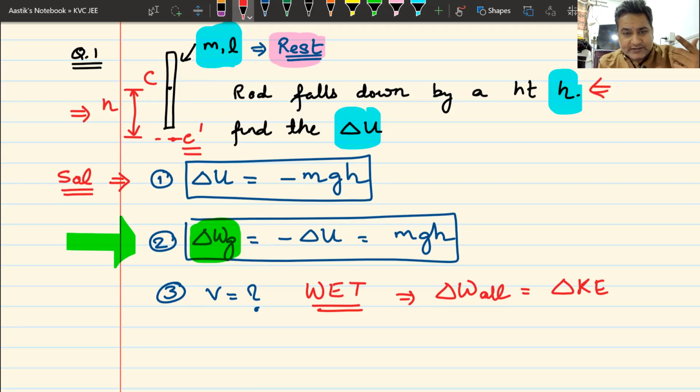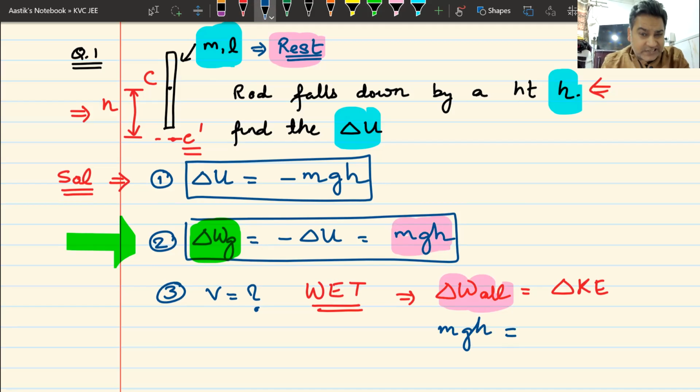The only force working here is gravity. Work done by that force is mgh. Work done by all forces is work done by gravity. It is mgh. So I simply write here mgh is equal to change in kinetic energy. Final kinetic energy is half mv square. Initial kinetic energy is 0.